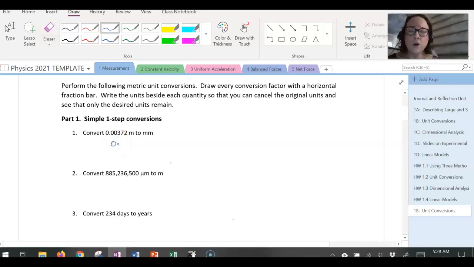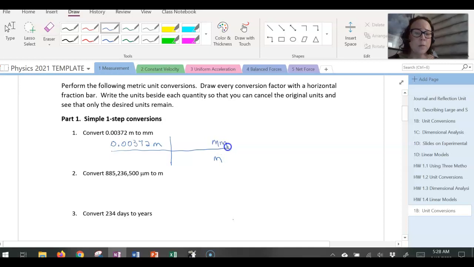I want to start by writing the quantity that I'm given along with those units, and then I set up a grid that has horizontal fraction bars. That's important. I don't want the diagonal fraction bars because it might confuse me of what units are on top, what units are on bottom. I have meters on top, and I want to convert to millimeters, so the meters need to cancel.